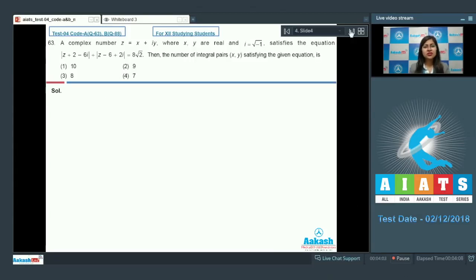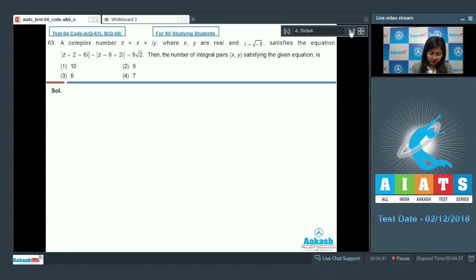Next is question number 63, that is, a complex number z equal to x plus iota y, where x, y are real and iota is equal to under root of minus 1, satisfies the equation modulus of z plus 2 minus 6 iota plus modulus of z minus 6 plus 2 iota equal to 8 root 2, then the number of integral pairs satisfying the given equation is.